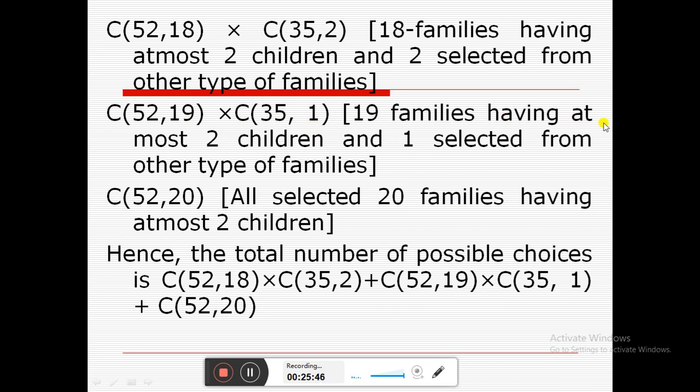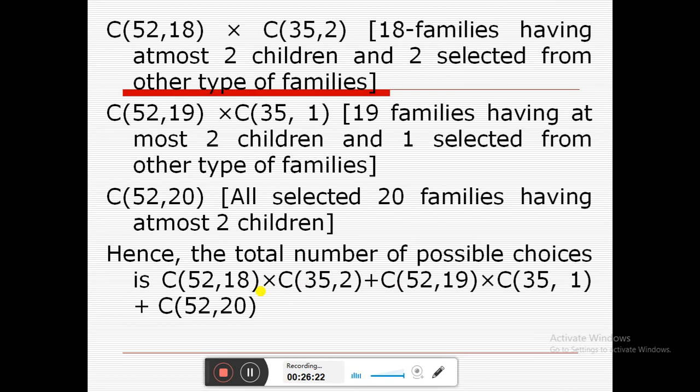Fine. 19 families having at most 2 children and 1 selected from the other families. So 20 are selected from 52. All selected 20 families having at most 2 children. Hence the total number of possible choices is C(52, 18) into C(35, 2) plus C(52, 19) into C(35, 1) plus C(52, 20). So you can solve this and you can get the answer.